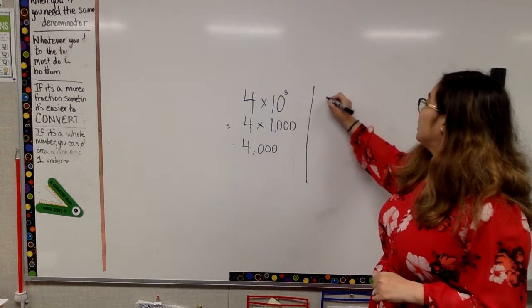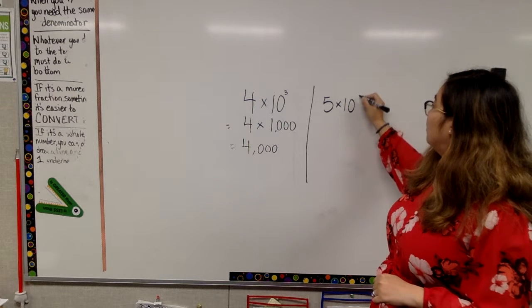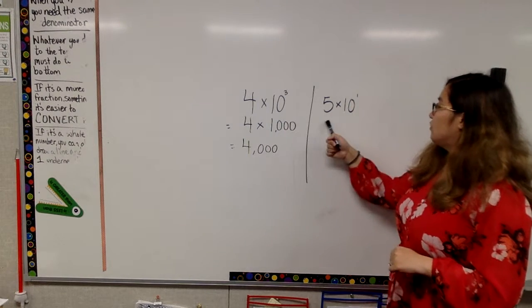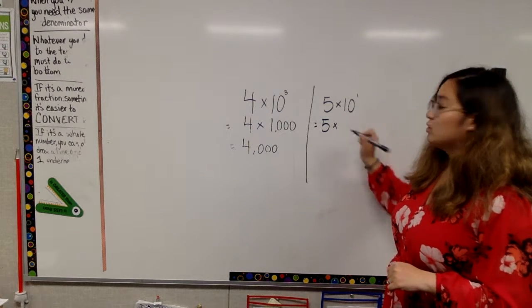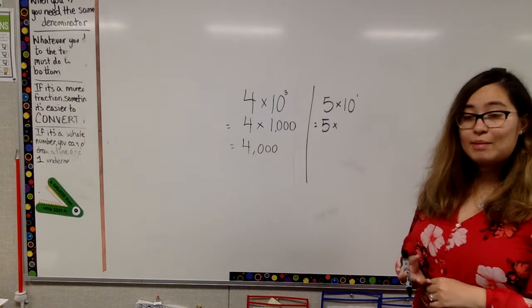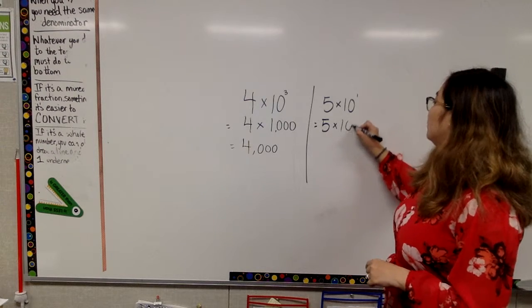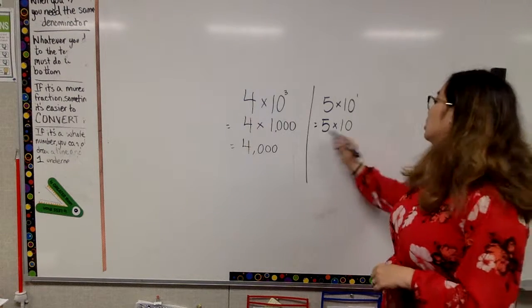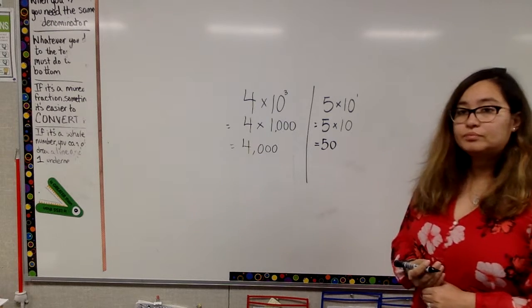Let's try another one. Let's do 5 times 10 to the power of 1. I'm not doing anything to the 5 times, so I repeat that down there. What about 10 to the power of 1? How many zeros does it have in the answer? 1. So it'd simply be 10. So 5 times 10 is equal to 50.